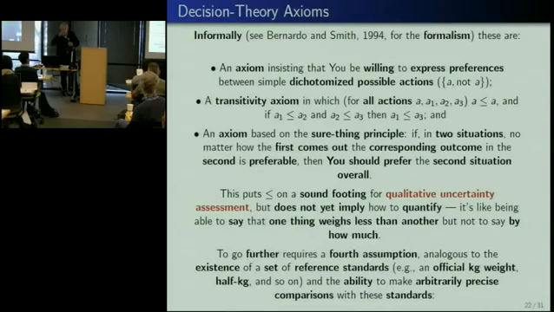And these coherence axioms turn out to put the comparison relation, less than or equal to, on a sound footing for what you might call qualitative uncertainty assessment, but we don't yet know how to quantify. It's almost like trying to define a system for weighing things, and we've gotten to the point where we can say that one thing weighs more than another, but we can't say by how much more it weighs than another. And to go further, you need one more assumption, which is like the way we solved the weight problem.